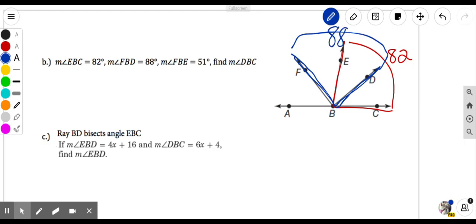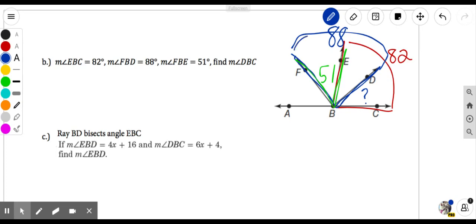And then FBE, let me use a different color. FBE, this one here, is 51. So this is asking us to find DBC. This is the one we're trying to find. So if you want to take a second, think about this. If you even want to pause the video, try it on your own. I'm going to go over it now.